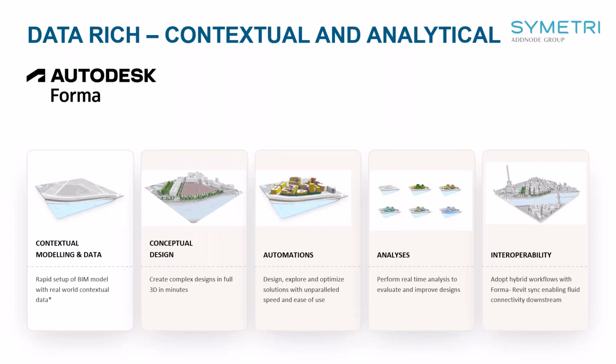All right, on its surface, Autodesk Forma is these 5 major components: contextual modeling and data, conceptual design, automations, analysis, and interoperability. Each one of these things, again, just to get off the ground in order to do a conceptual design or a feasibility study for a developer, so on and so forth, it would take a lot. And for the most part, just getting contextual modeling and the conceptual design out, it breaks the budget in the first place.